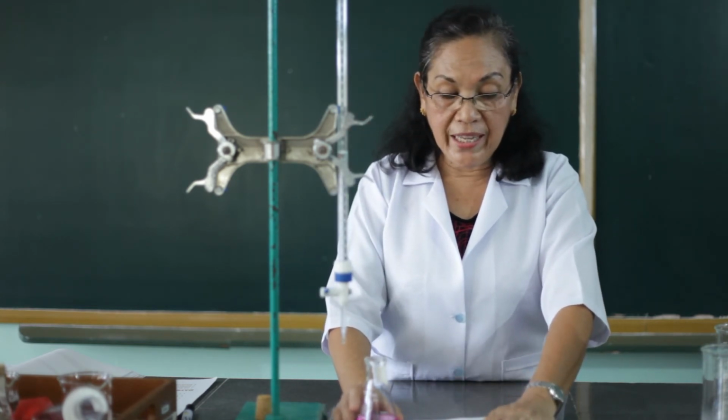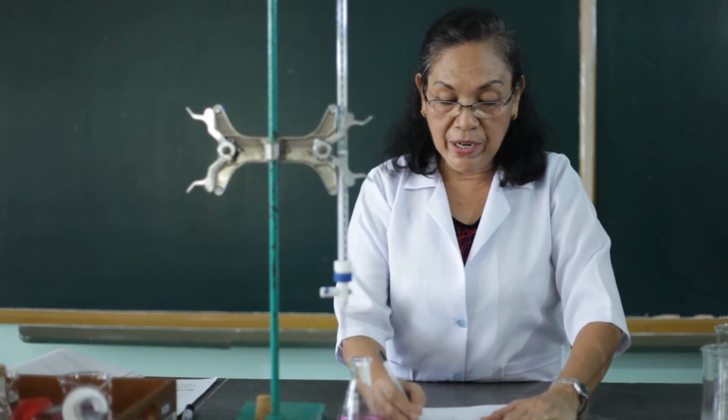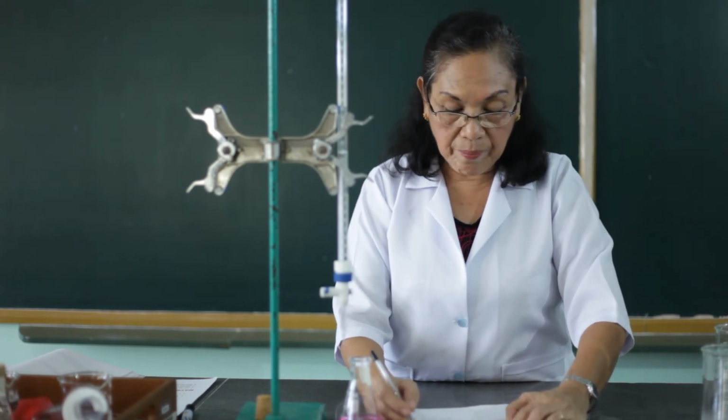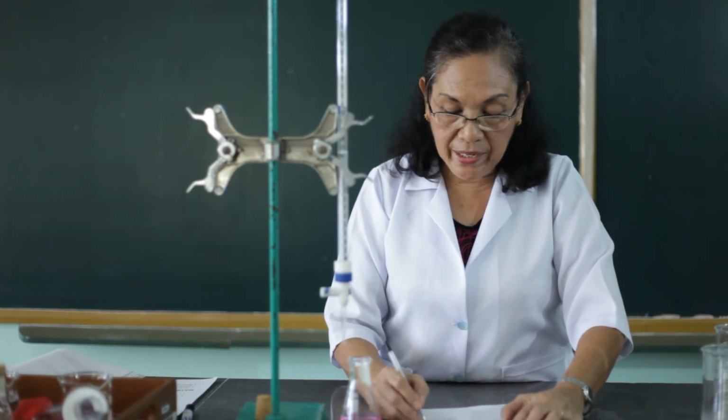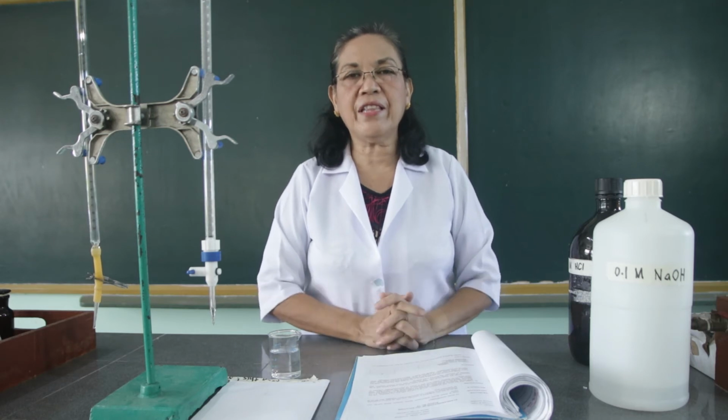With the data that I have given you for the mass of the KHP, trial 1, it's 0.3343 grams. And for trial 2, it's 0.3465 grams. Then the volume of the sodium hydroxide that we use in titrating, for trial 1, it is 19.6 ml. And for trial 2, it's 18.6 ml. So we are done on the activity on the standardization of sodium hydroxide.